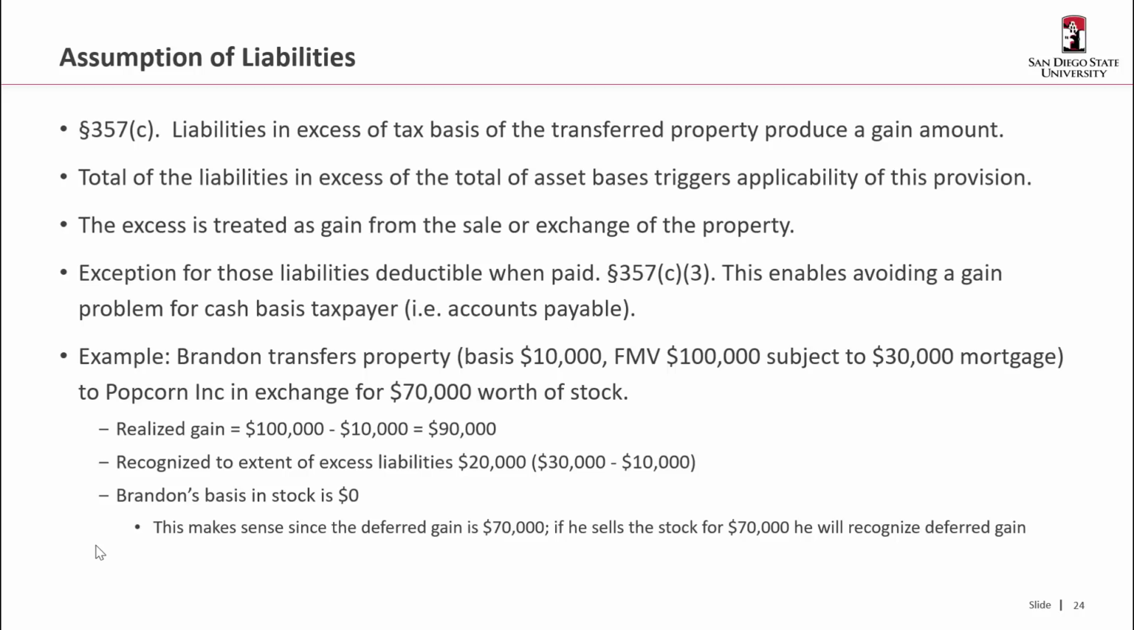And this makes sense when you think about it, because his deferred gain is 70,000, right? His realized gain was 90. He was forced to recognize 20. The deferred gain is 70.